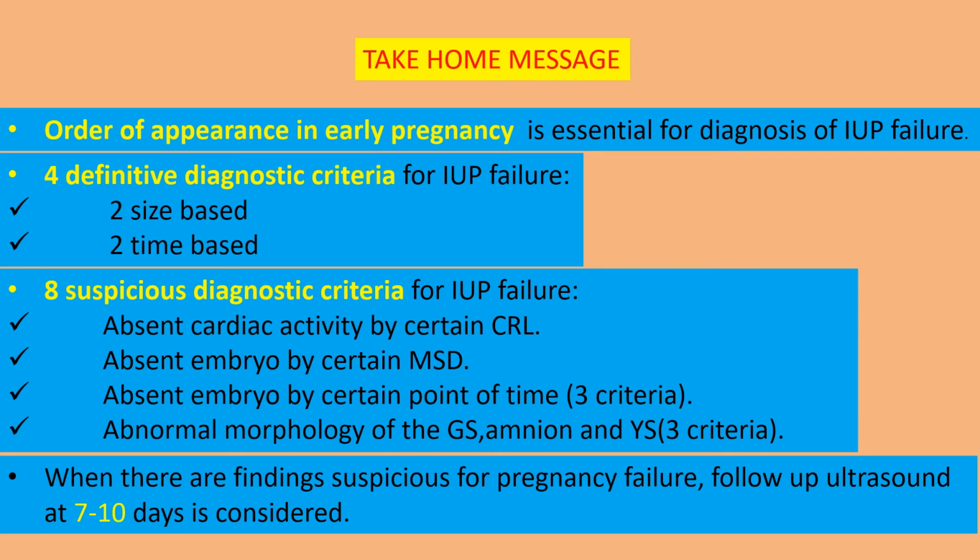Take-home message. Order of appearance of early pregnancy landmarks is essential for diagnosis of intrauterine failure. 4 definitive diagnostic criteria for intrauterine pregnancy failure. 2 are size-based and 2 are time-based. 8 suspicious diagnostic criteria for intrauterine pregnancy failure: absent cardiac activity by certain crown rump length, absent embryo by certain mean sac diameter, absent embryo by certain point of time, 3 criteria; abnormal morphology of gestational sac, amnion and yolk sac, 3 criteria. When there are findings suspicious for pregnancy failure, follow-up ultrasound at 7 to 10 days is considered.